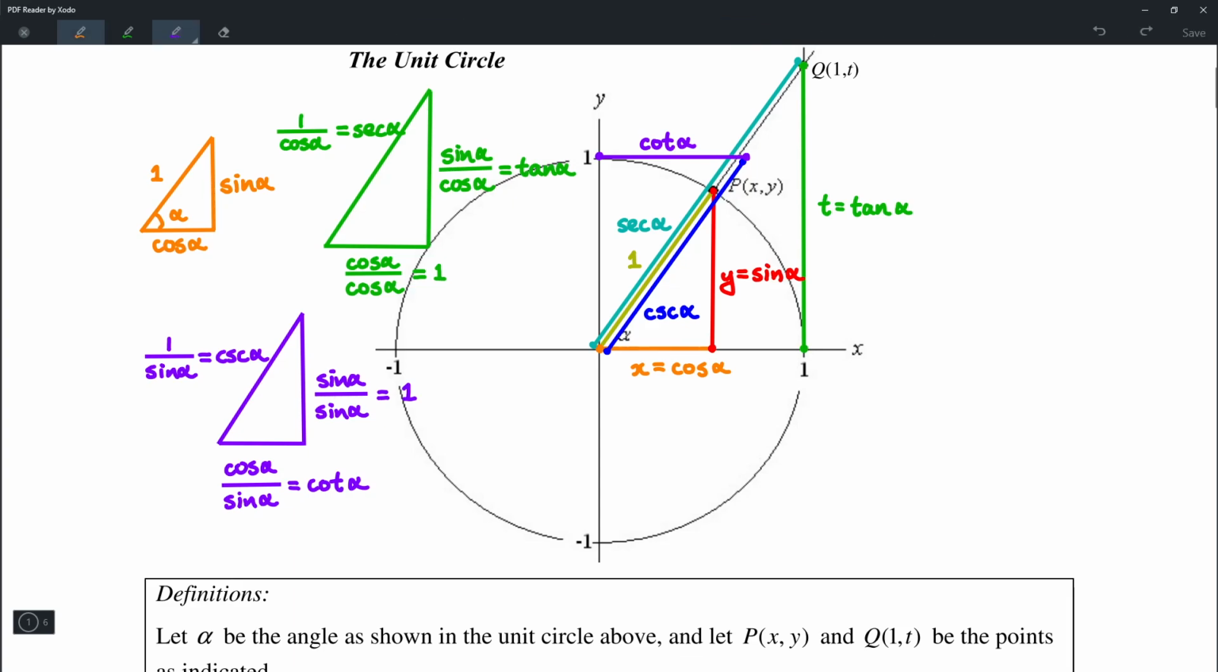Now, what is also important to note is that these three right triangles have associated Pythagorean identities. The first one is very familiar: cosine squared alpha plus sine squared alpha is equal to 1. The second one, we have 1 squared plus tangent alpha squared is equal to secant alpha squared. And finally, the last one we have is cotangent alpha, the whole thing squared, plus 1 is equal to cosecant alpha, all squared.